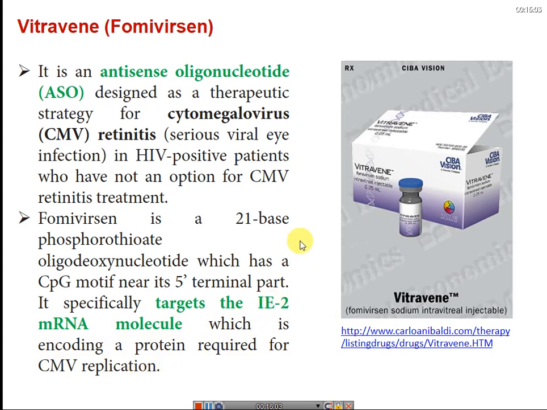Because you know how an antisense oligonucleotide acts, they bind to the mRNA and then they stop the translation of that particular mRNA, right? So this oligonucleotide will target a very essential gene for CMV replication, that is IE2. This Vitravene ASO will bind to this mRNA and will stop the protein production, so hampering the CMV replication and thus treating the retinitis.